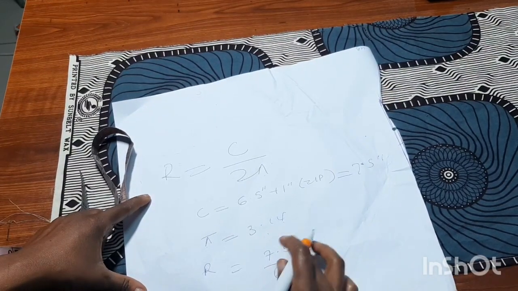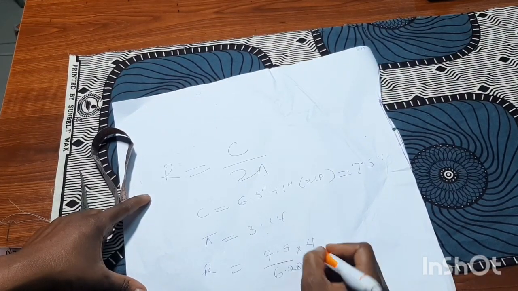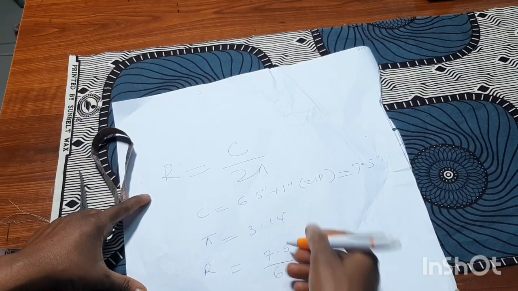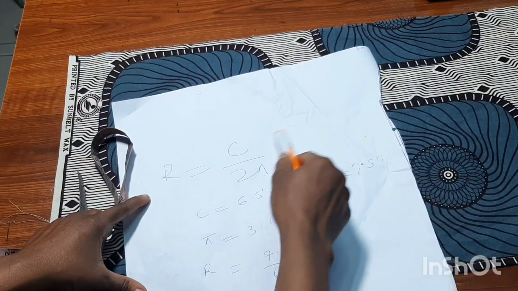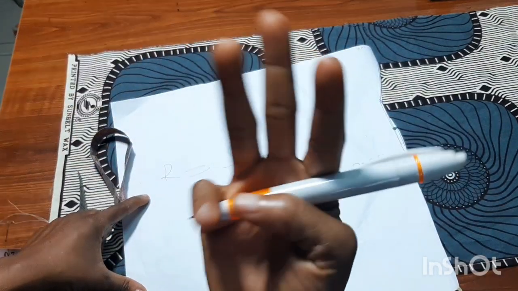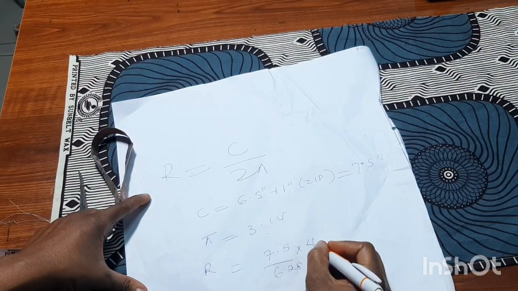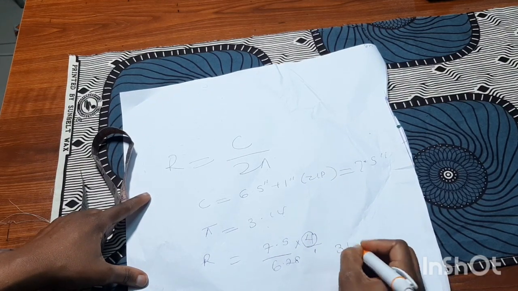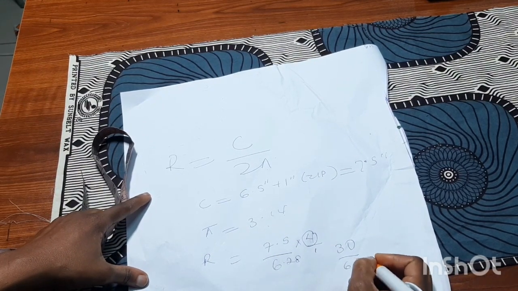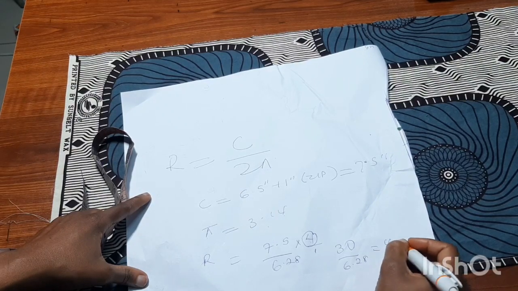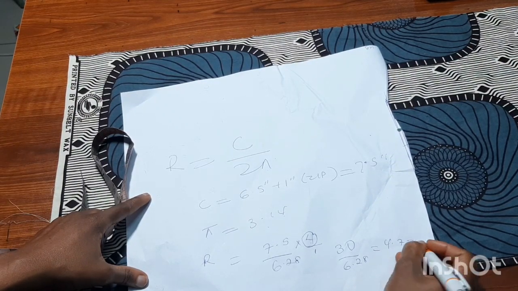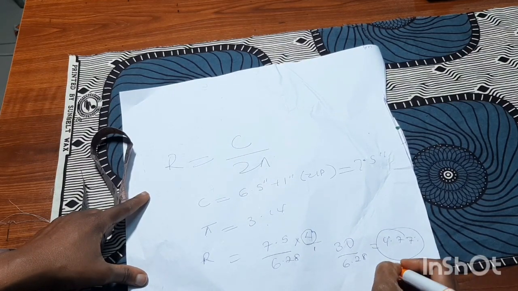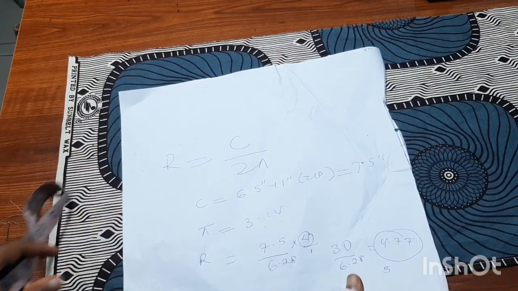The reason why we multiply this circumference by 4 is because the angle is 90 degrees, and you know that inside 360, 4 of 90 degrees is inside. So we will multiply it by this 4. So 7.5 multiplied by 4 equals 30 over 6.28, and it will give us 4.7 something. So you just round it off to the nearest whole number, which will be 5. So I hope you understand.